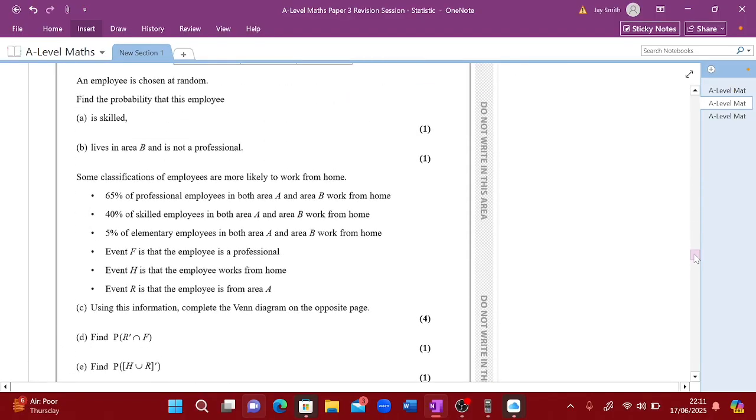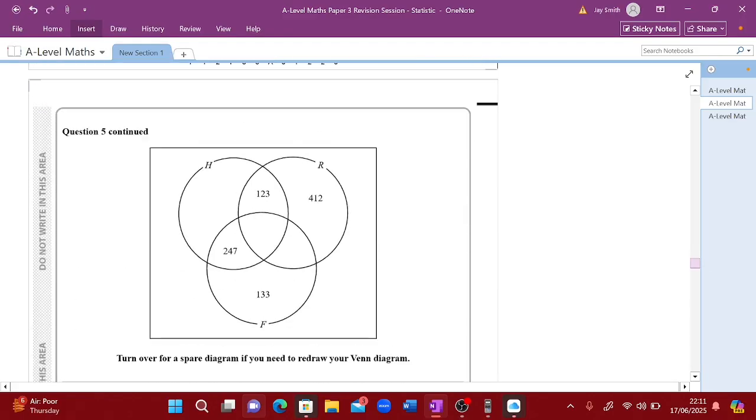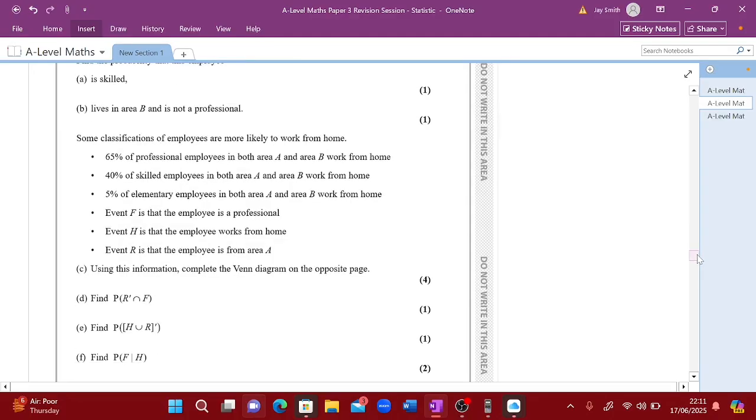Then we're given a big block of text. I'm not going to read all that out. Using this information, complete the Venn diagram on the opposite page. They've given us some numbers already. So H, R, and F. What is H, R, and F? Let's have a look. Event F is the employees who are professional. Event H is an employee that works from home, and event R is an employee from area A. We're given information about employees that work from home.